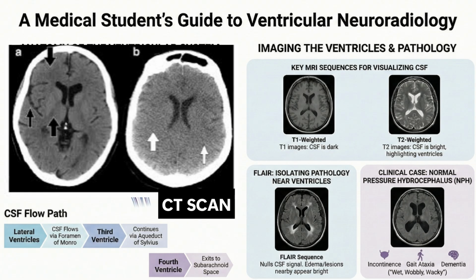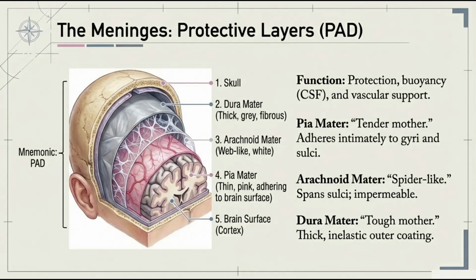Okay. Let's move to the protective wrapping. Slide 12. The meninges, the pia layers. Right, so we have the brain floating in its fluid tank. Now we need to put a lid on the tank and contain that fluid. We have three protective membranes. The mnemonic is PAD. From the inside, touching the brain, moving out.